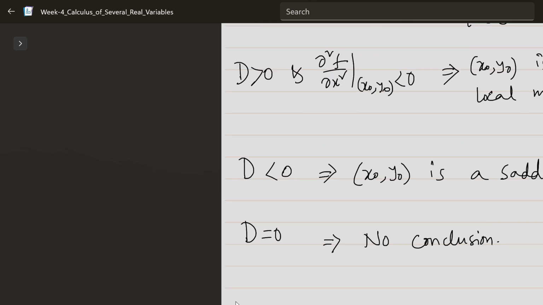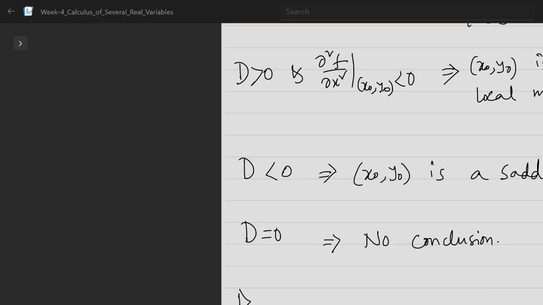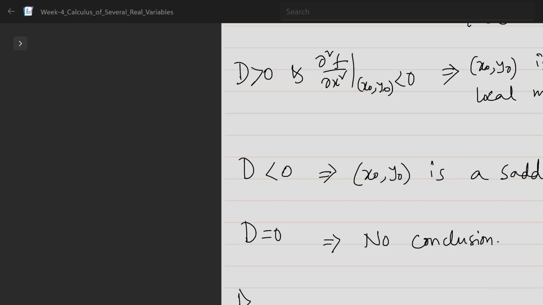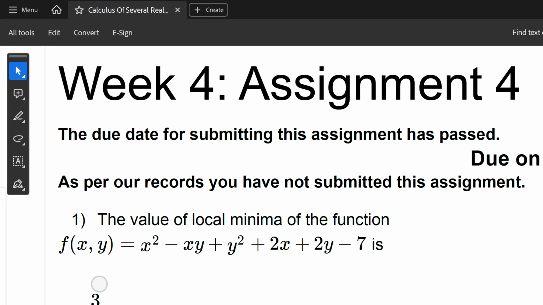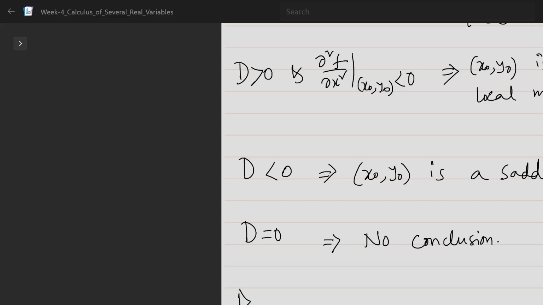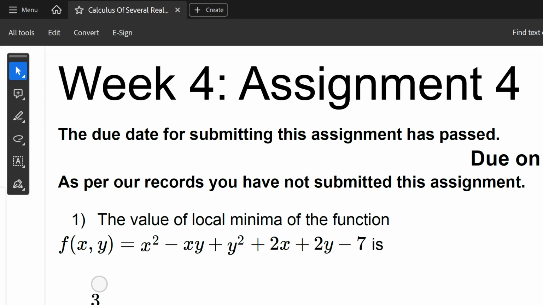So now I'll move to question number 1 of previous year. So I'll show you the question. Is it visible? Oh, sorry. Is it visible now?